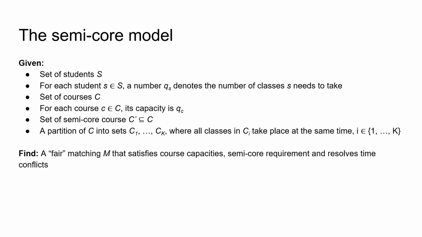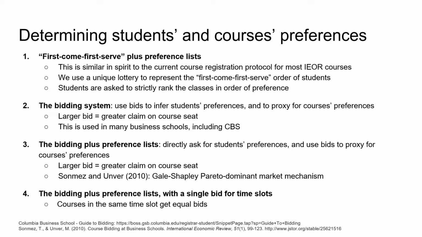A partition of C into sets C_1, C_2 to C_k, where all classes in one set take place at the same time. We want to find a fair matching M that satisfies course capacities, semi-core requirement, and resolves time conflict.